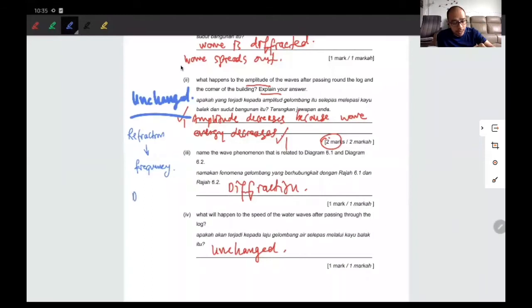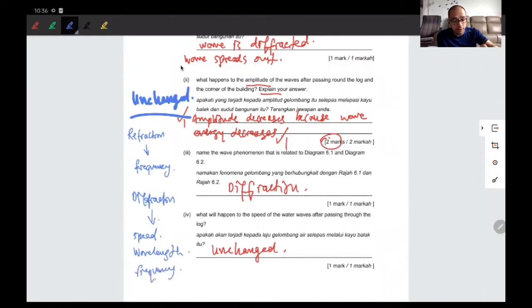In diffraction, a lot of things don't change. The speed doesn't change. The wavelength also doesn't change. Yeah, many things have not changed. And actually the frequency also doesn't change now. Just the energy changes. The amplitude changes. So speed doesn't change, wavelength doesn't change. Actually, frequency also doesn't change.